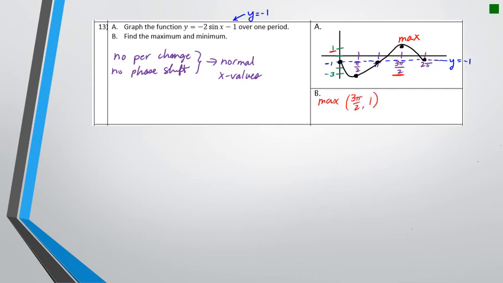And then my minimum would be this point right here. And I see that my x value is pi over 2 and my y value is -3. So my minimum would be pi over 2, -3.